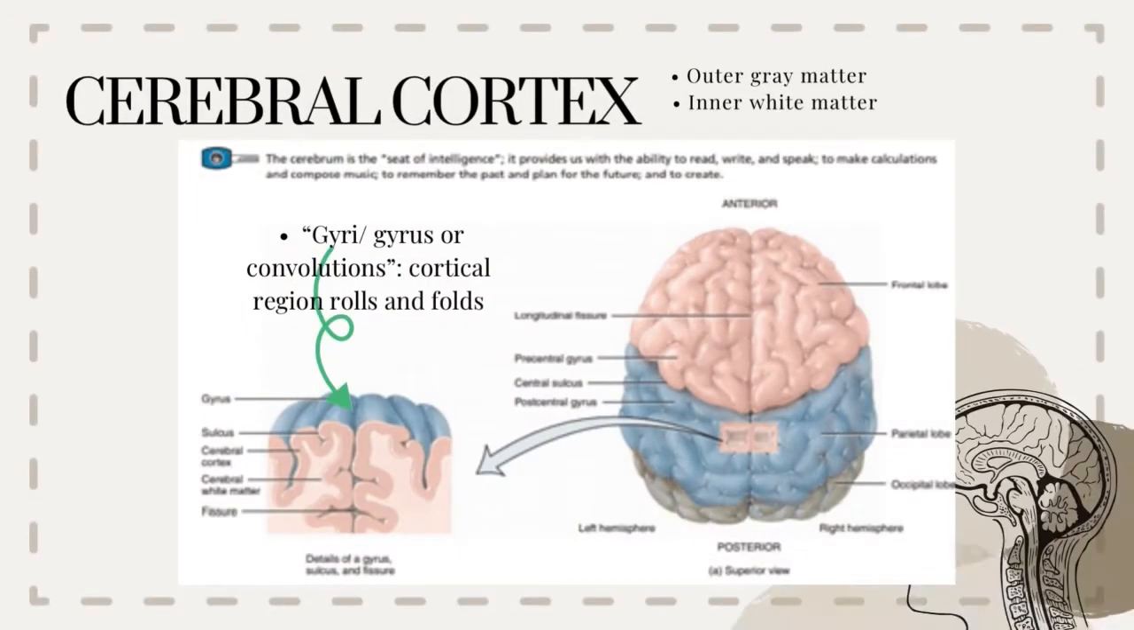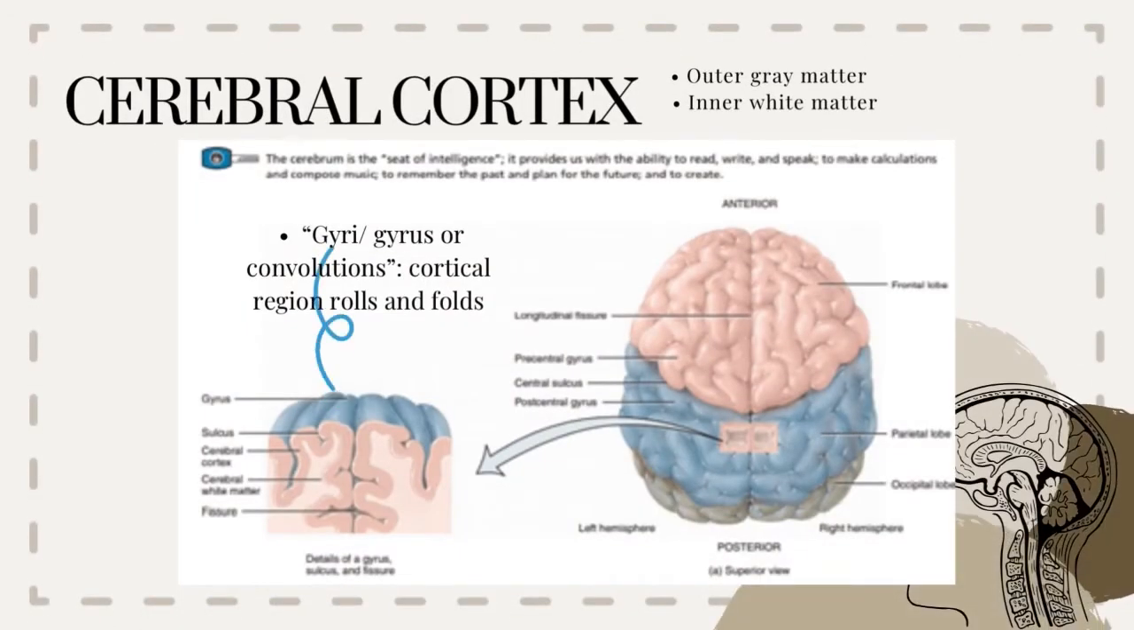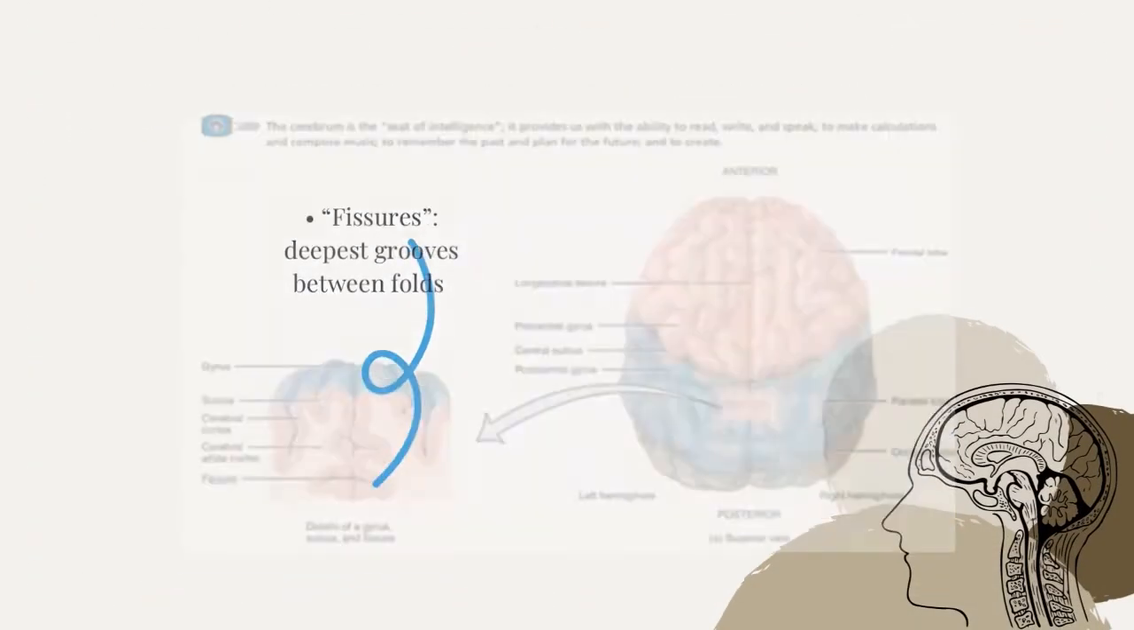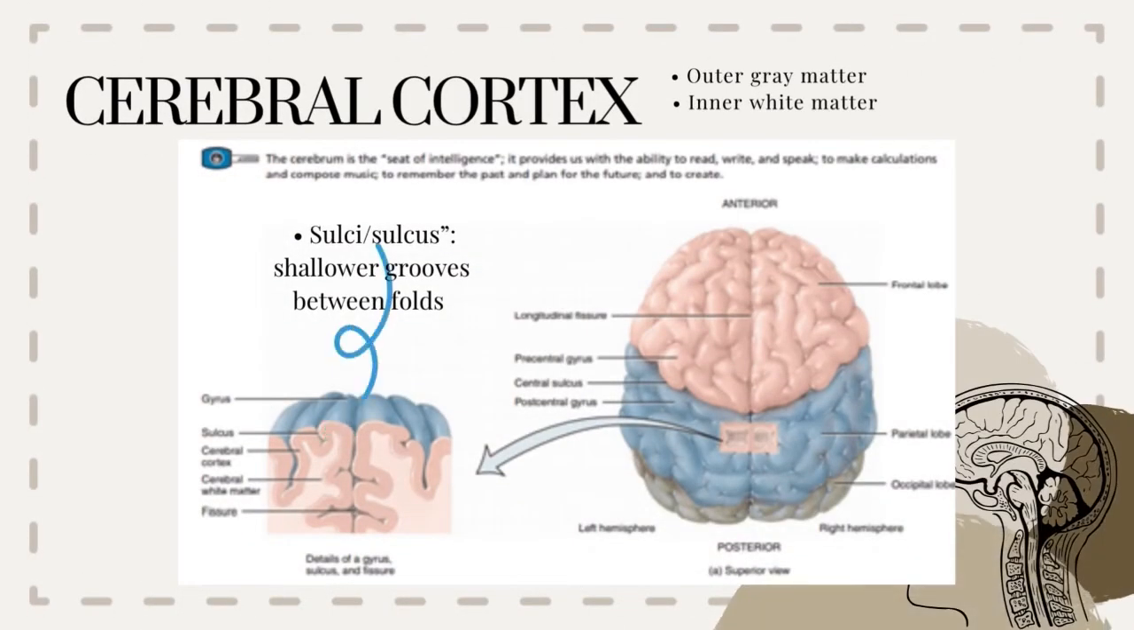Next, the cerebral cortex. It is a region of gray matter that forms the outer rim of the cerebrum, with an inner white matter. It forms a complete covering of the whole cerebral hemisphere, and during embryonic development, the gray matter of the cortex enlarges faster than the deeper white matter. So the cortical region rolls and folds, called your gyri or gyrus or convolutions, while the deepest grooves between folds are called your fissures, while the more shallow grooves between the folds are called your sulcus or your sulci.